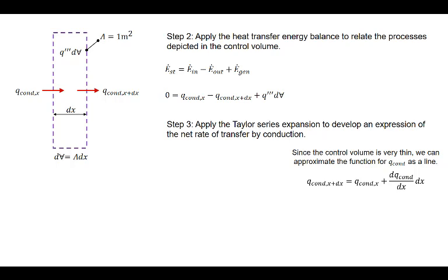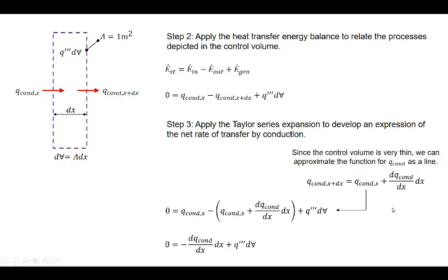Substituting this result, which comes from the Taylor series expansion, neglecting higher order terms, back into the heat transfer energy balance equation allows us to simplify the equation. Here I have made the substitution. We can now simplify. The Q conduction at x term drops out of the equation, and we are left with minus the derivative of Q conduction times the differential extent of the volume plus the volumetric rate of energy generation times the differential volume size.